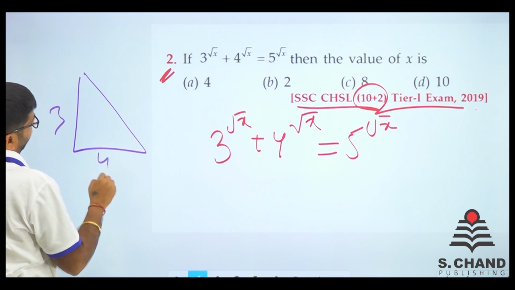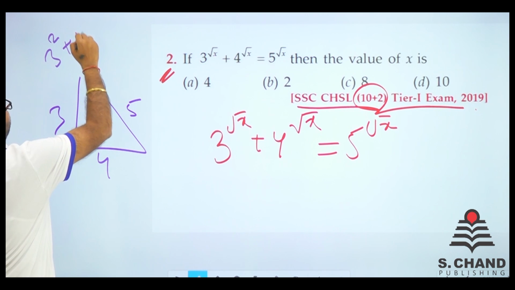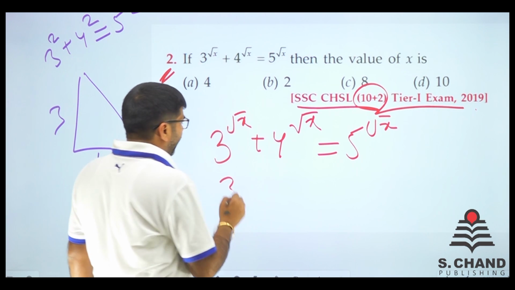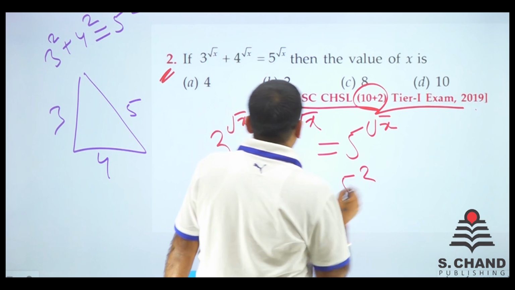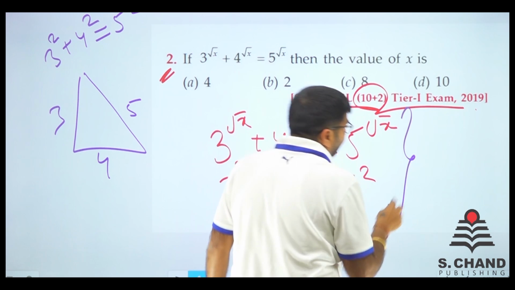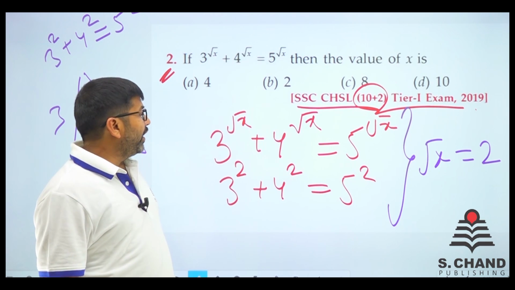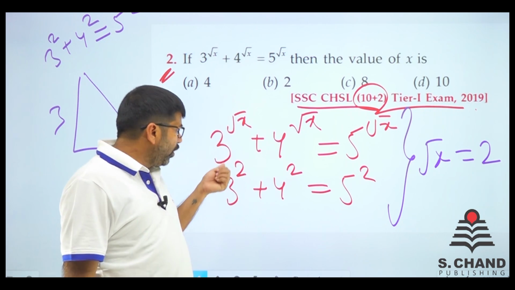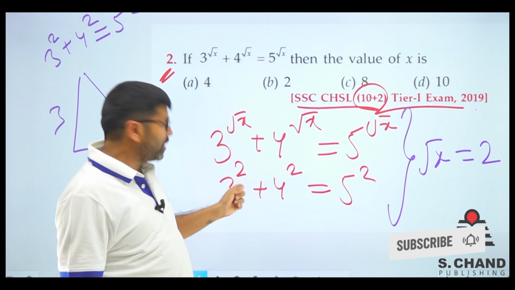If it is 3, if it is 4, it is 5. Because the Pythagoras theorem says 3 square plus 4 square is equal to 5 square. So if I write it like that, 3 square plus 4 square is equal to 5 square. That means root x and root x is equal to 2. So finally we got root x is equal to 2. How? Because we know that 3 square plus 4 square is equal to 5 square. That means root x must be 2.